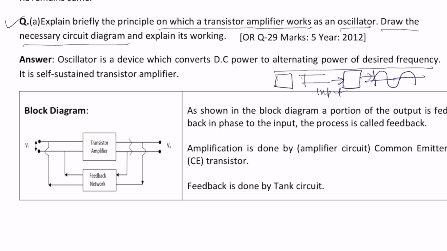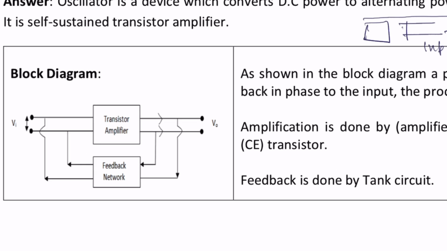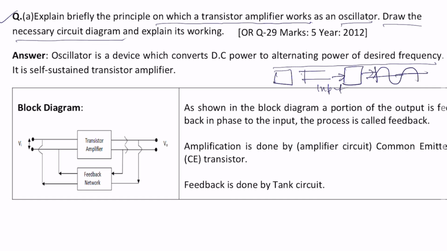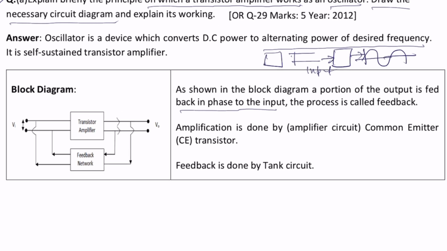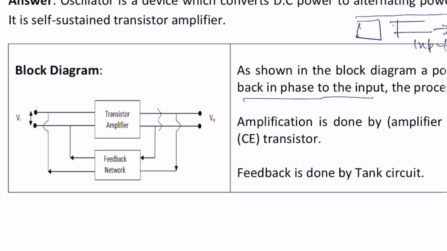Let's understand the block diagram. In this block diagram, we have a transistor amplifier. Now a portion of the output is fed back in phase to the input. See what is happening here. This is the input voltage applied. This particular box indicates our transistor amplifier. So the input goes here, and this comes as an output here.